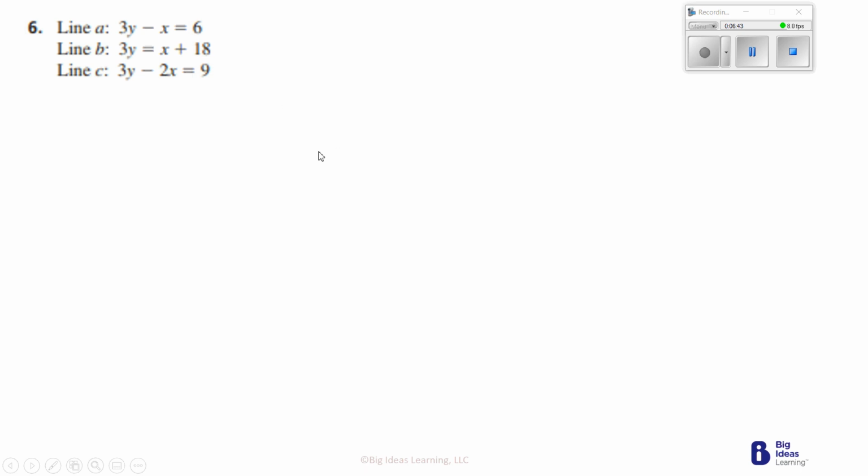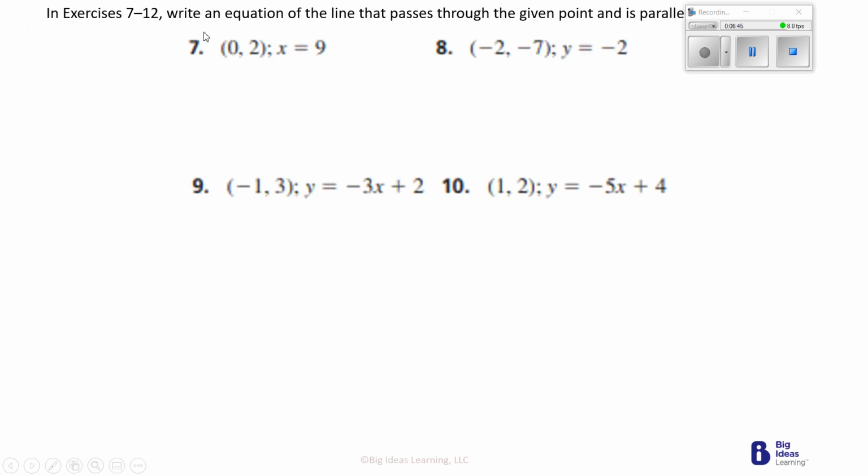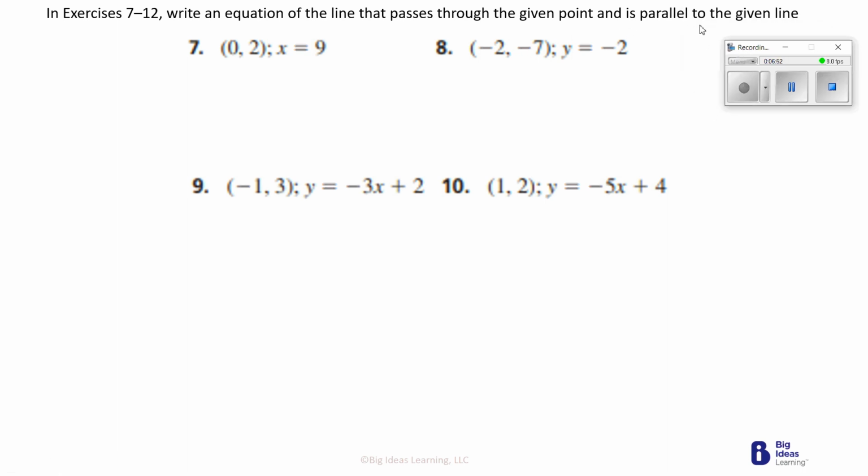Number 6 is yours to do, which means I have number 7. Write an equation of the line that passes through the given point and is parallel to the given line. So we're going to write an equation of the line that passes through the given point, right? And is parallel, right? So it's going to go to the point and be parallel to that line. All right, so we're going to go with the point slope formula.